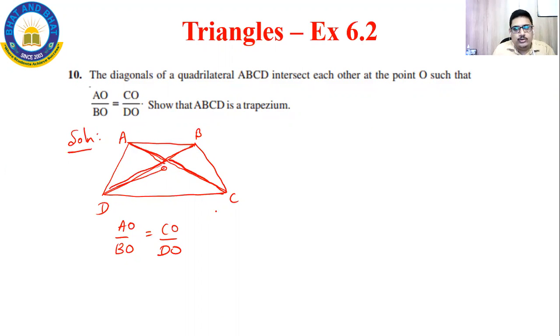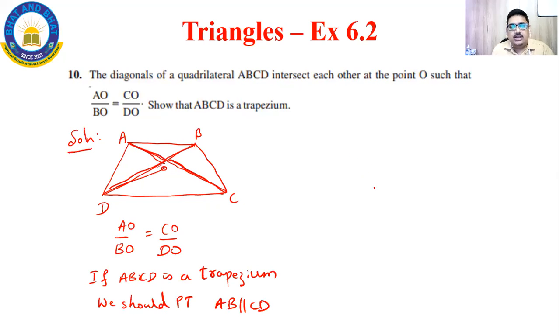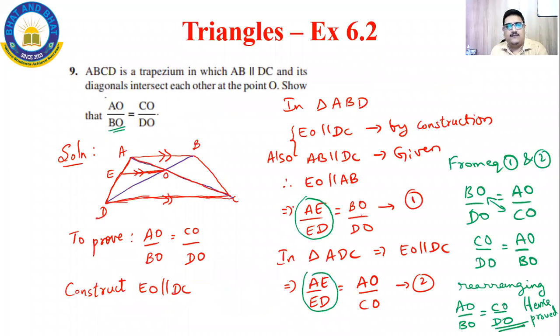So how do we prove this? If ABCD is a trapezium, how do we prove it? We should prove that AB is parallel to CD. If you are able to prove that in this quadrilateral ABCD, then we can say ABCD is a trapezium. So how do we do that? Same as the previous question. Observe the previous question. It is the same way. We have AO by BO is equal to CO by DO.